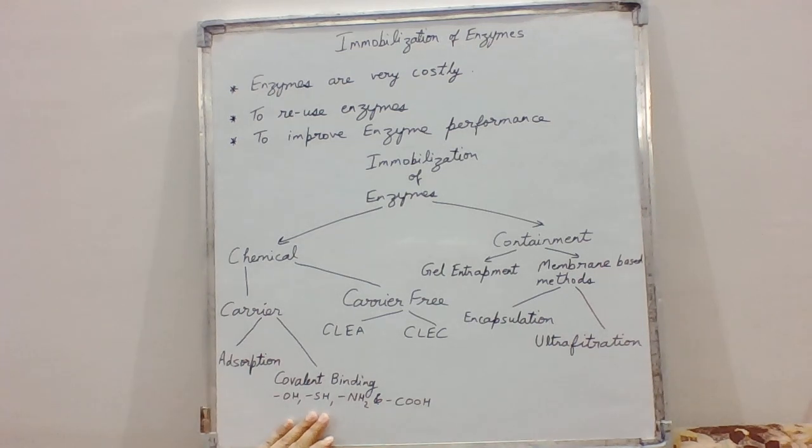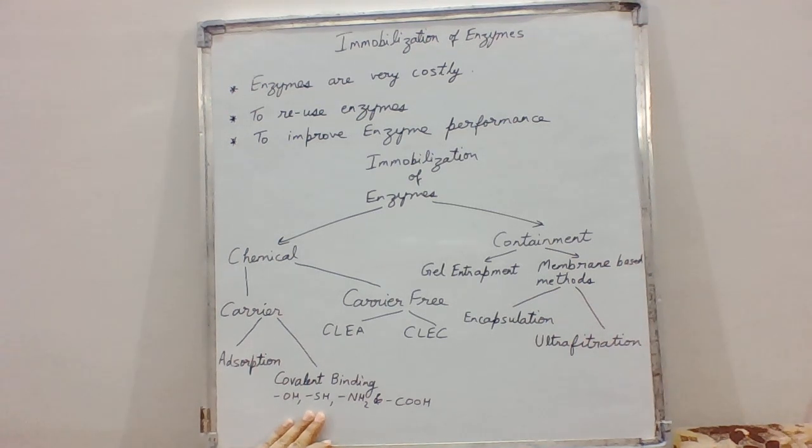Now covalent binding can be single point attachment or it could involve multi-point covalent attachments. Single point attachment is obviously a single covalent bond formation between the enzyme and the carrier, which will be very weak, and ultimately there is a chance of losing the enzyme during the process. So it's better to have multi-point covalent attachment, although it provides great stability, but it also affects the kinetic properties of the enzymes a lot. So many enzymes have been immobilized using covalent binding because it gives a lot of stability to the immobilized enzyme, and we can use it for a long period of time.